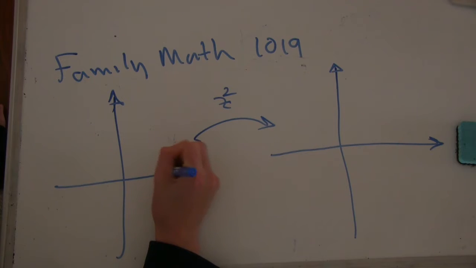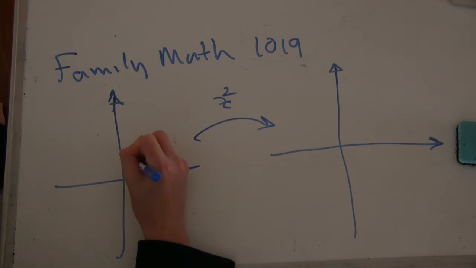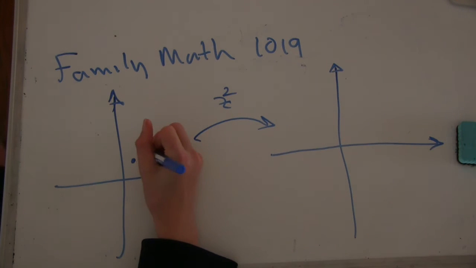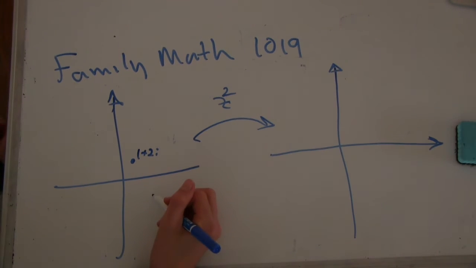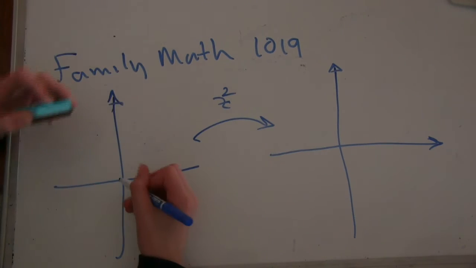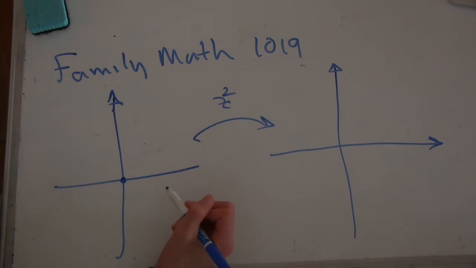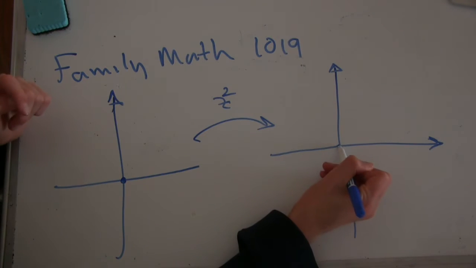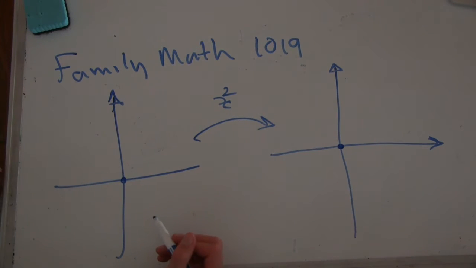I'm going to get some different colored markers here. 1 plus 2i and 1z. Well, why don't you start much easier than that? Oh, okay. Just 0. Z squared. Alright, so 0 goes to 0.